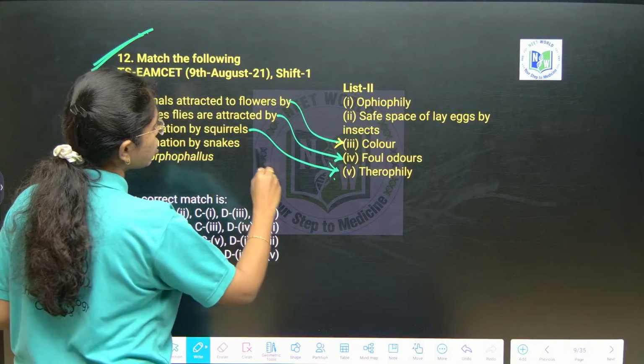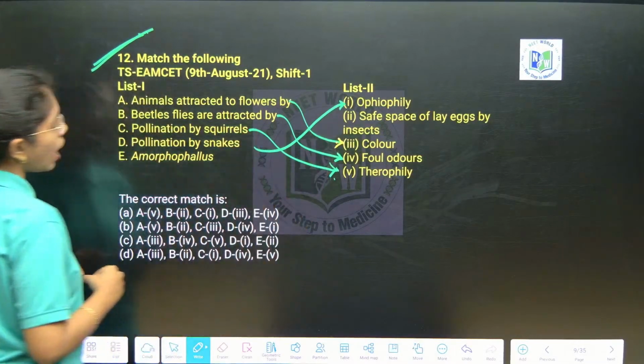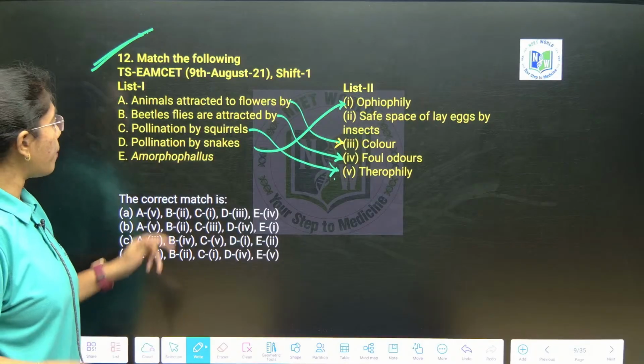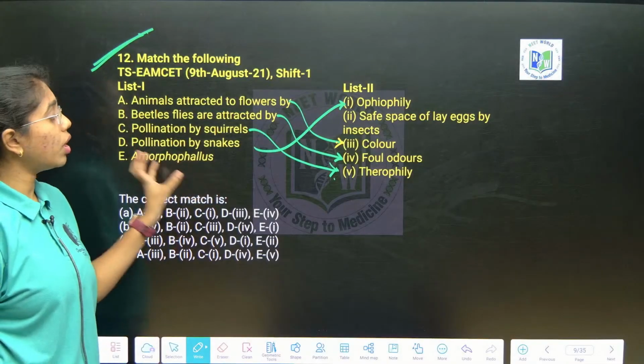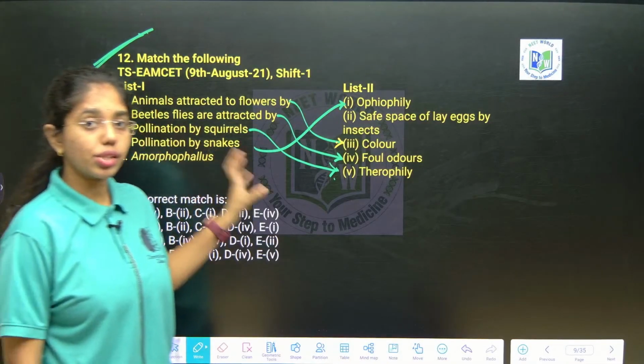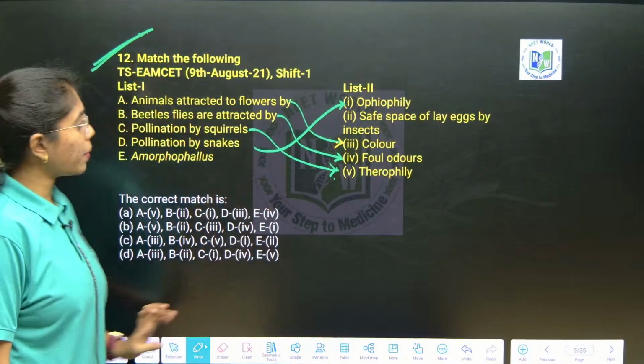Pollination by snakes is called ophiophily. Amorphophallus, which is pollinated by Pronoba moth, this is the safest place. The flowers or the ovary inside is the safest place to lay eggs by Pronoba moth.